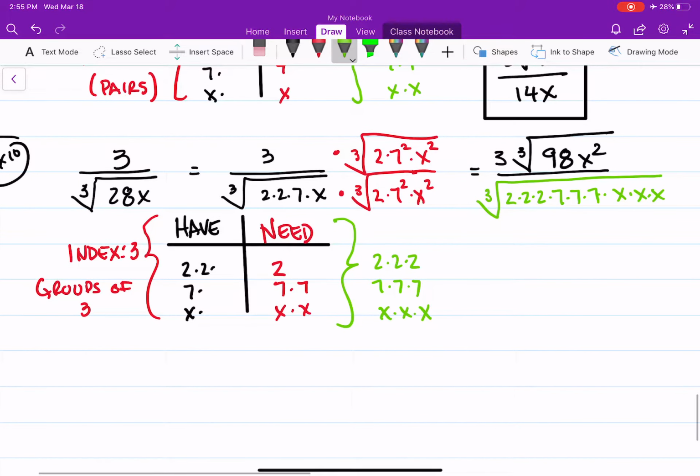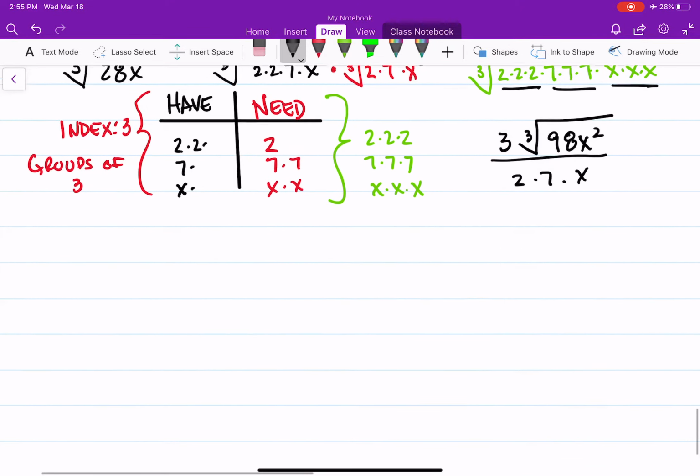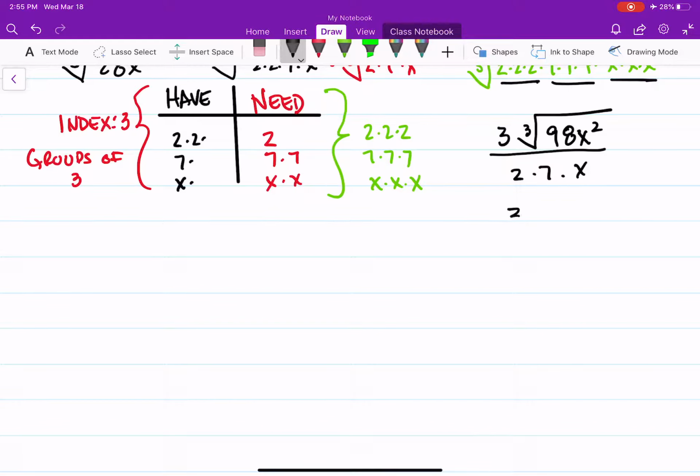All right? So what do I have? I have 3 cube root of 98 x squared over, I have a group of 2's that come out, a group of 7 that comes out, and a group of x's that come out. All right? So what do I have there? I have 3 cube root of 98 x squared over 14x. And I'm done because I can't reduce.